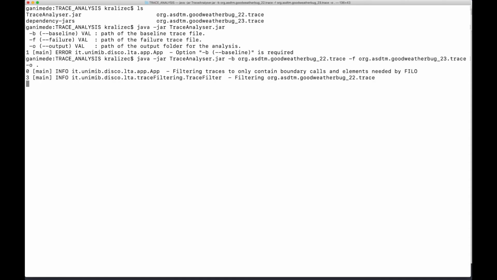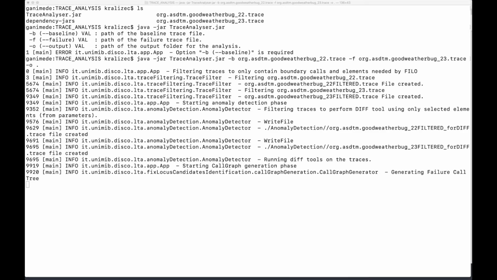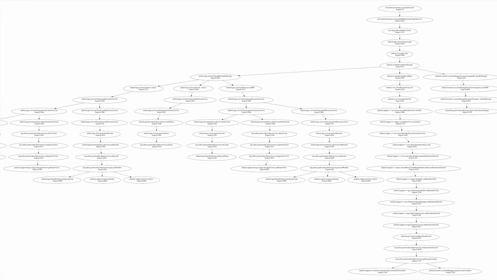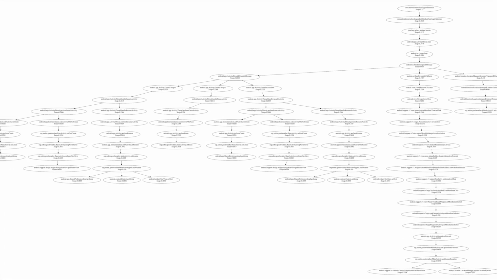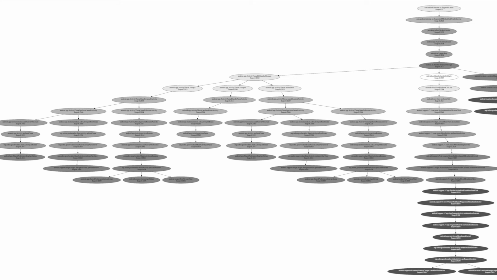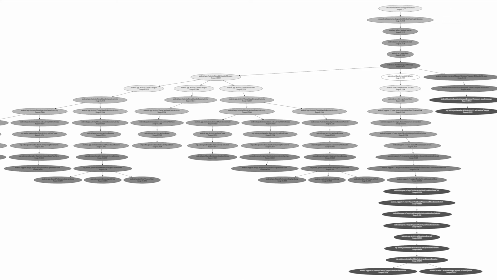The anomaly detection phase compares the traces to produce the suspicious invocations blocks. It also assigns to each block a representative and a weight based on its size. The failure call tree generation phase exploits the representatives to create the failure call tree, as well as the weights of the blocks to assign a suspiciousness score to each node. In this example, a darker color represents a higher suspiciousness of the node.